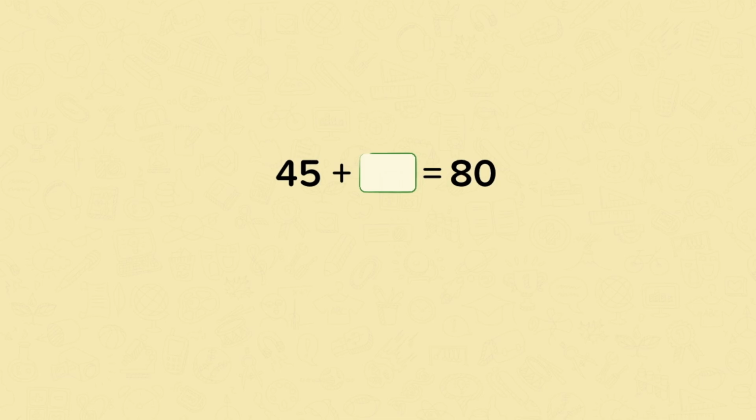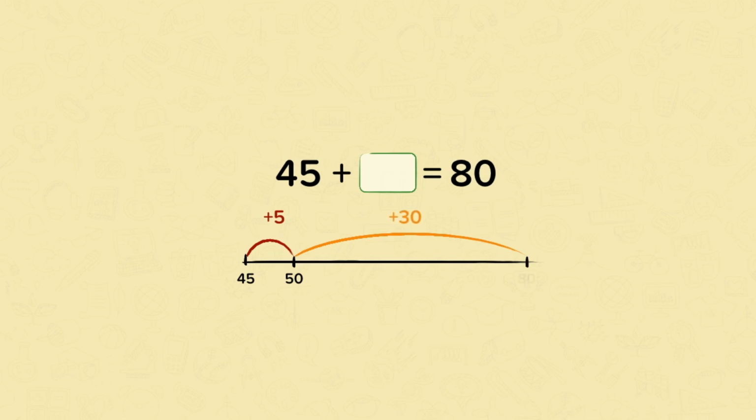So what we're going to do is count up from 45 to 80 to find the missing number. The first thing we're going to do is count on to the next 10. So we need to add 5 to get to the next 10, which is 50. And then we can count from 50 to 80. 50 add 30 equals 80. And then we've got to add the two steps together. So we added 5 first time and then we added 30. So our answer is 35.